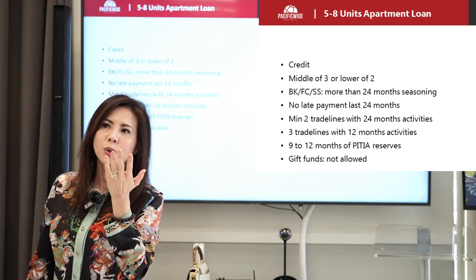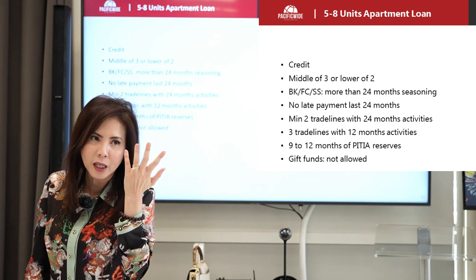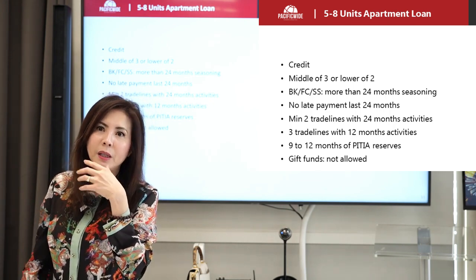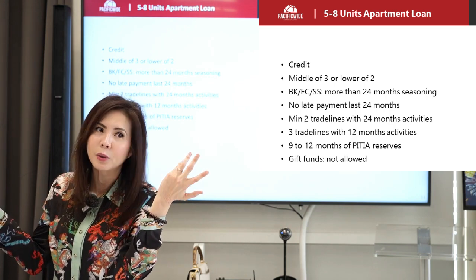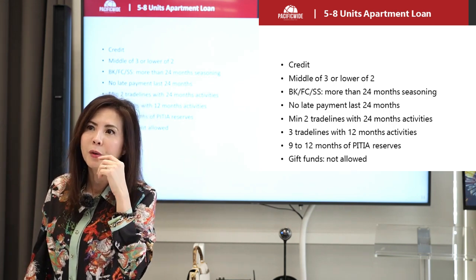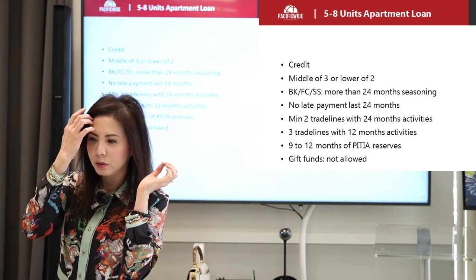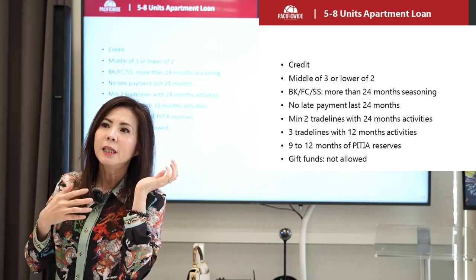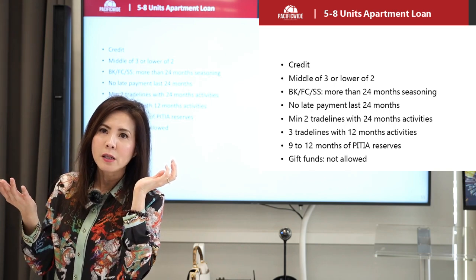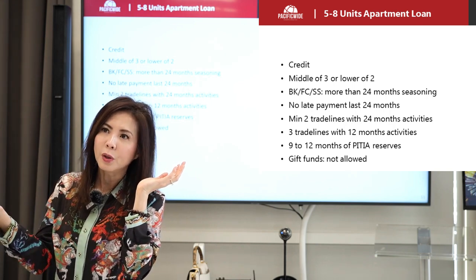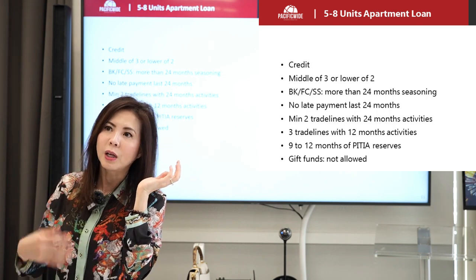If somebody has 2 trade lines but only 12 months of activity, we cannot do the loan either. That means they only have had their credit card for the last 12 months. We cannot do it. They have to be over 24 months. So if you know someone who just came to the US recently, ask them to apply for credit cards, because at some point they will become your clients. They will need to show credit, right?